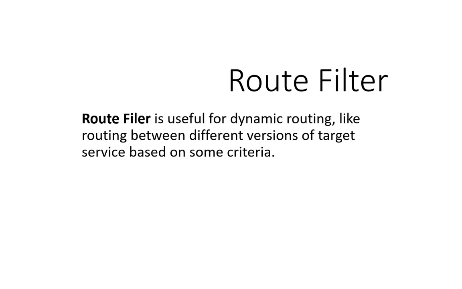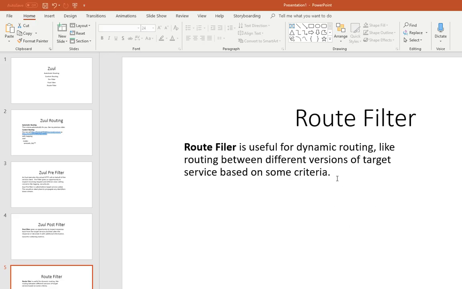And the third main filter is the route filter. This is useful for dynamic routing. If you want to do some kind of intelligent routing, imagine you have multiple versions of a target service, service B, and you want to route to version 1, version 2, or version 3 based on certain criteria. You use a route filter for that. So those are the main filters in Zuul. I'll show you how to use them.